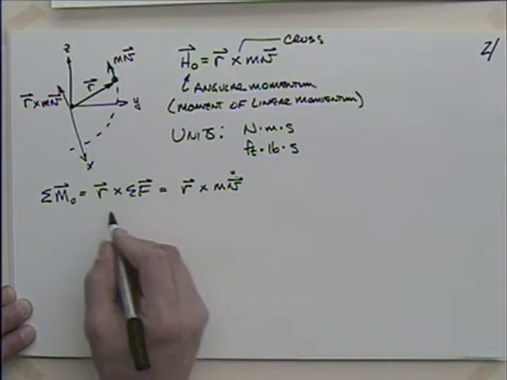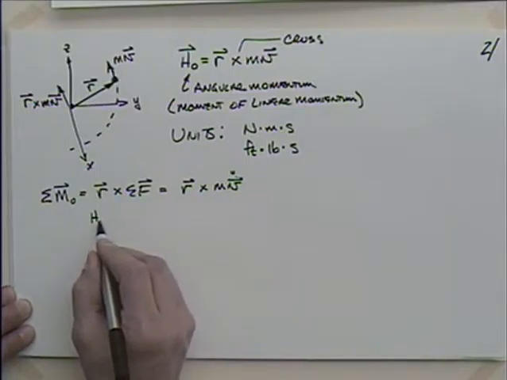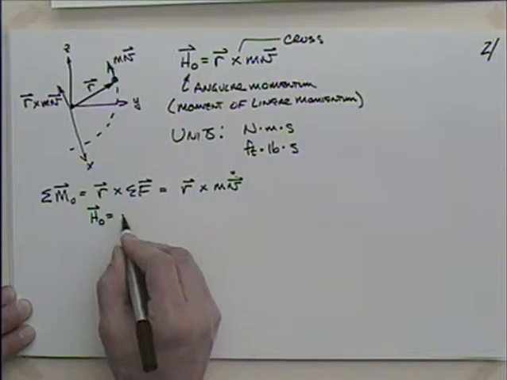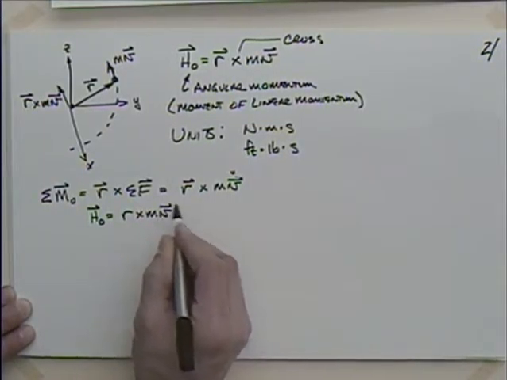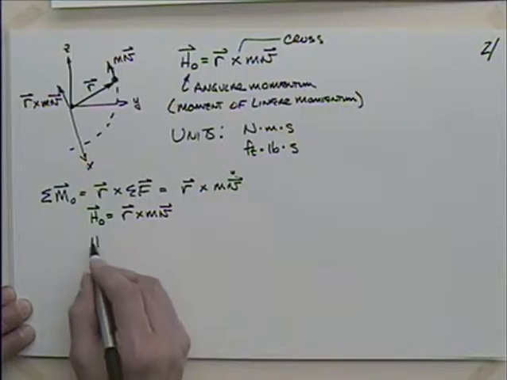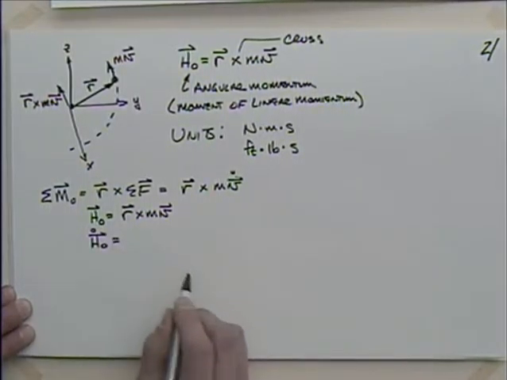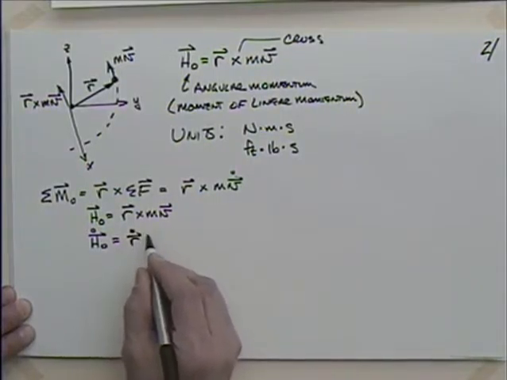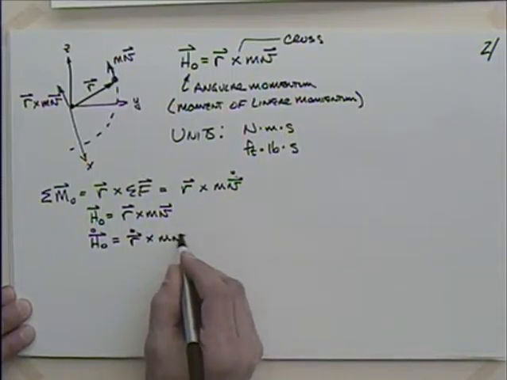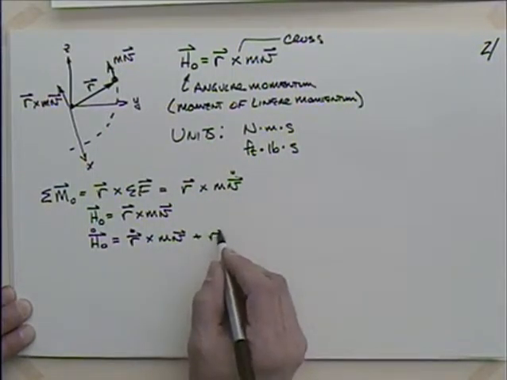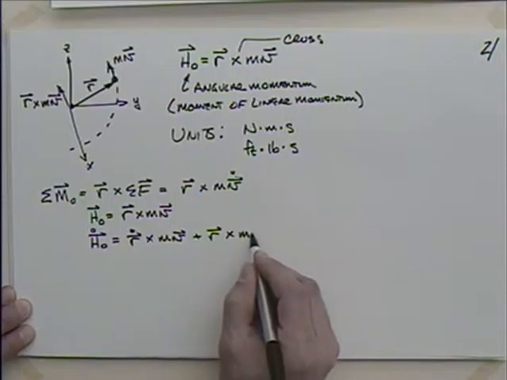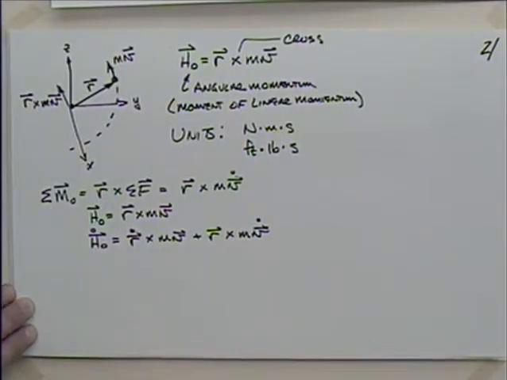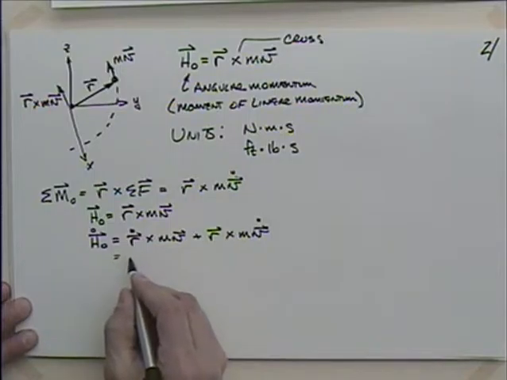So if I look at the angular momentum, h naught, being equal to r crossed with mv, and take the derivative of this, what's that going to look like? Well, I'm going to use the product rule, and that's going to be the derivative of r crossed with mv, plus r crossed with mv dot. That's using the product rule to take the derivative of that. And let's see, we could rewrite this. What is r dot?